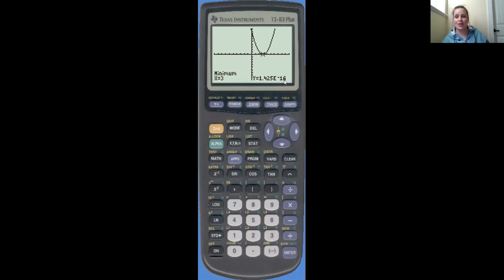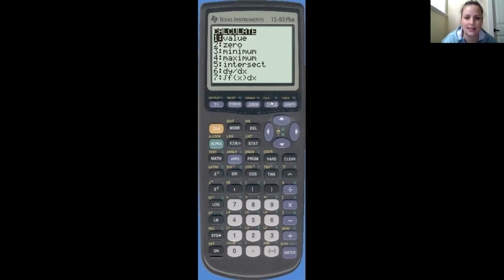Now we're going to find the y-intercept. So again, we want our calculator to calculate something. We're going to go second function, trace again to get that calculate menu. And this time we're just going to hit value.